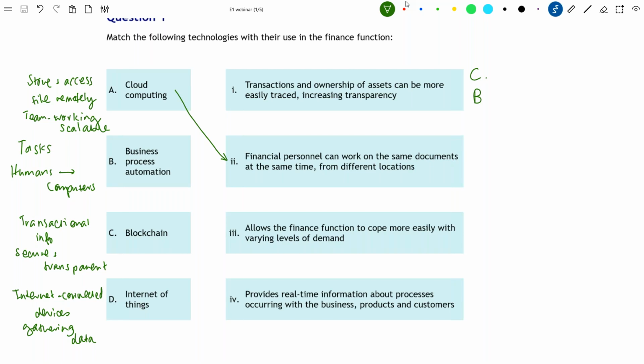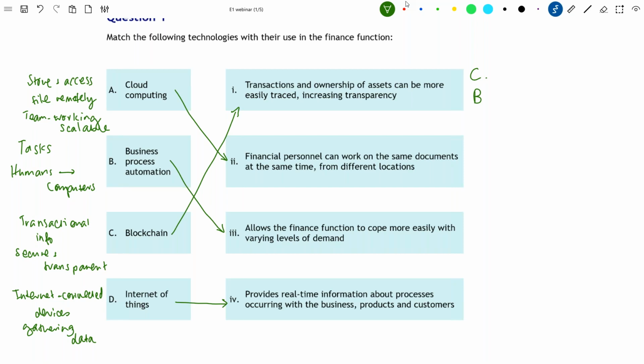But by automating processes such as processing invoices, the finance function can more easily cope with fluctuating demand. So this option here must be business process automation, which means we can also now say that the first option here was indeed blockchain, because you can't match one option to two different answers. So say this one's blockchain, which means that our final answer must be Internet of Things. But with any question, it's always important to check that the match makes sense before you move on, as if it doesn't seem right, then it'll indicate that we've gone wrong somewhere here and we need to go back and fix it.